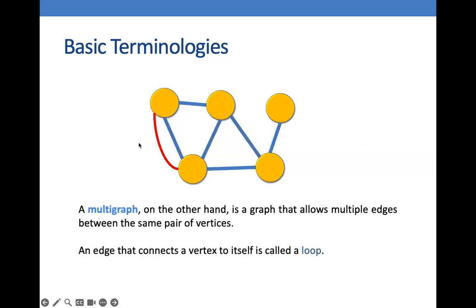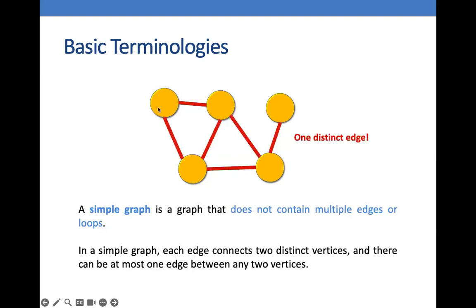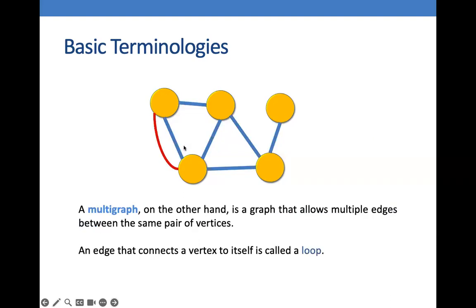Okay, but what about the multigraph? A multigraph, on the other hand, is a graph that allows multiple edges between the same pair of vertices. So if we go back here, we have one distinct edge between these two vertices. But a multigraph allows multiple edges between the same pair of vertices.